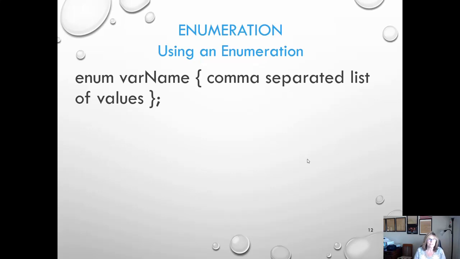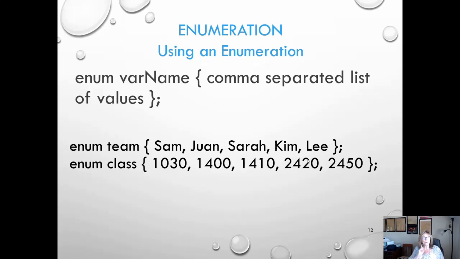I want you to notice that there is no equal sign. I'm not saying variable name equals. I'm just saying the name with the curly braces. All right, so this is what it might look like. I'm going to create an enum called team, and then I'm going to put comma-separated values in there. These are obviously string values, but I'm not declaring a data type.